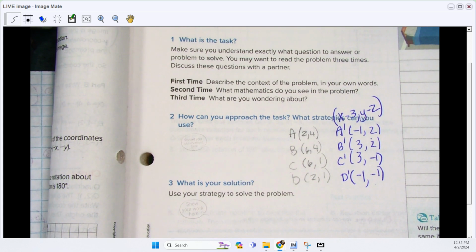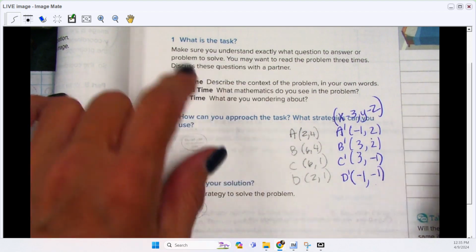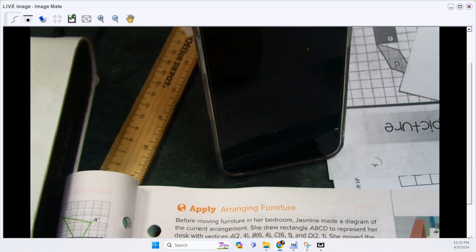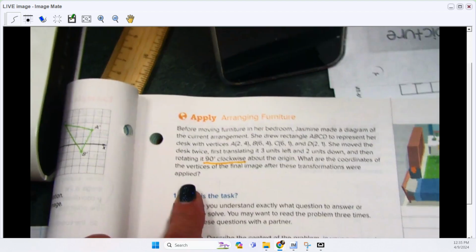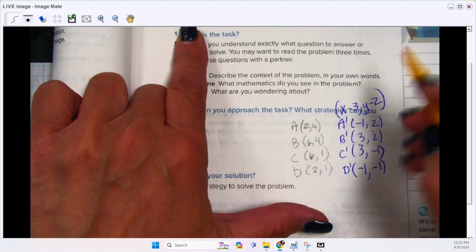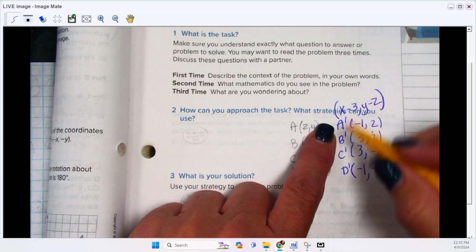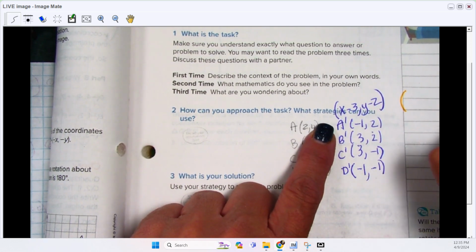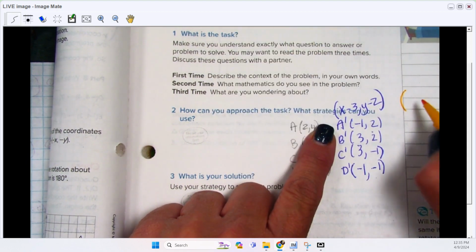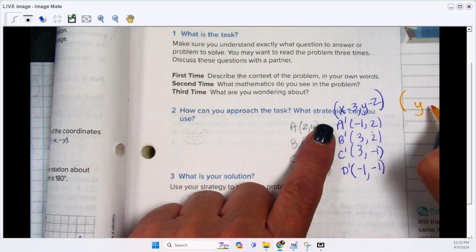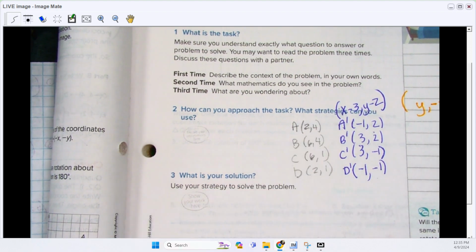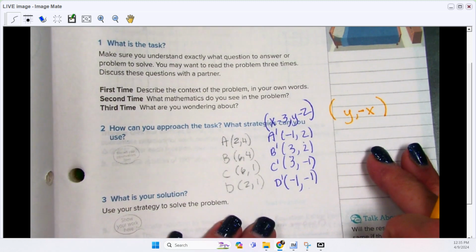You'd think I'd have a regular pen, but I don't. So then the next part says that we're going to do a 90-degree clockwise rotation. So I'm going to take these right here, and I'm going to do 90 degrees clockwise. With 90 degrees, you switch the x and the y, and then the second coordinate takes the opposite.